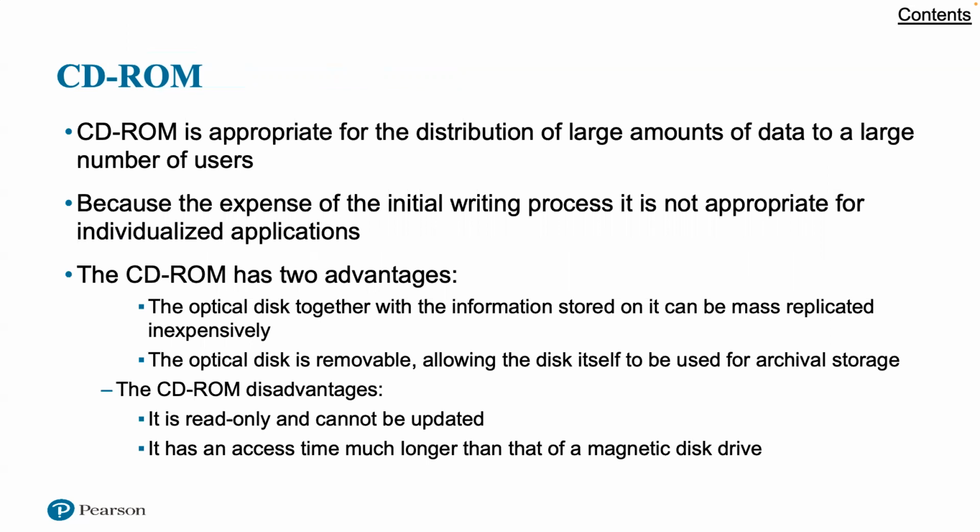Compared with traditional magnetic disks, the CD-ROM has two advantages. The optical disk with the information stored in it can be mass replicated inexpensively, unlike a magnetic disk. The database on the magnetic disk has to be reproduced by copying one disk at a time using two disk drives. The optical disk is removable, allowing the disk itself to be used for archival purposes. Most magnetic disks are non-removable. The information on non-removable magnetic disks must be copied to another storage medium before the disk drive or disk can be used to store new information.